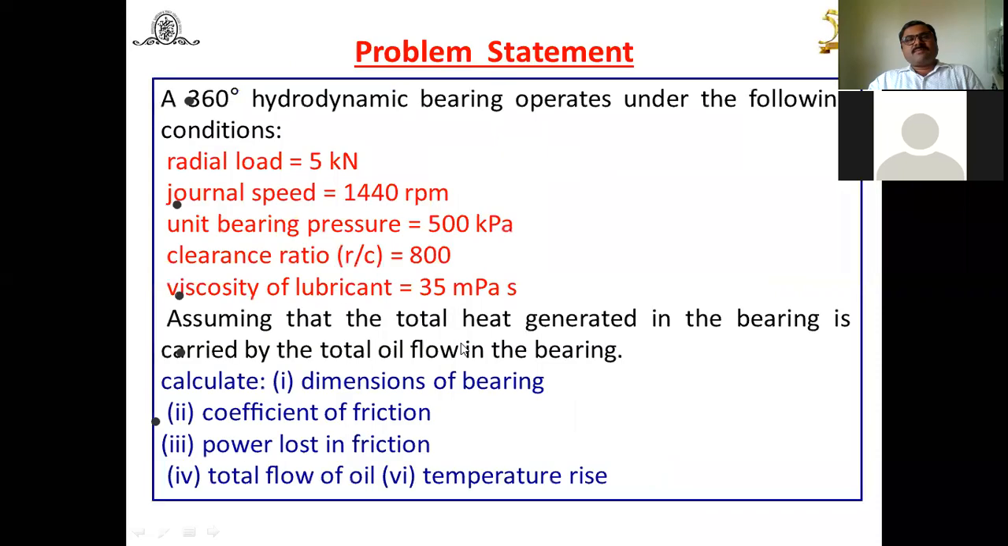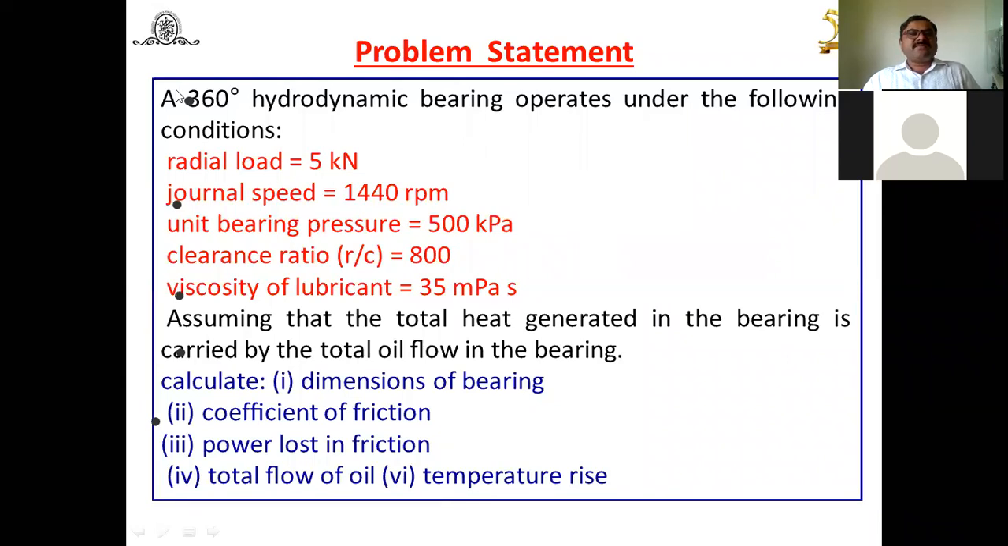Now, let us see problem 2, and it's very important. Sometimes, what would happen? The value of the Sommerfeld number or eccentricity ratio is not directly available, and you will find it in the Raimondi and Boyd chart or a table. That time, what do you have to do? Always you have to go for a linear interpolation.